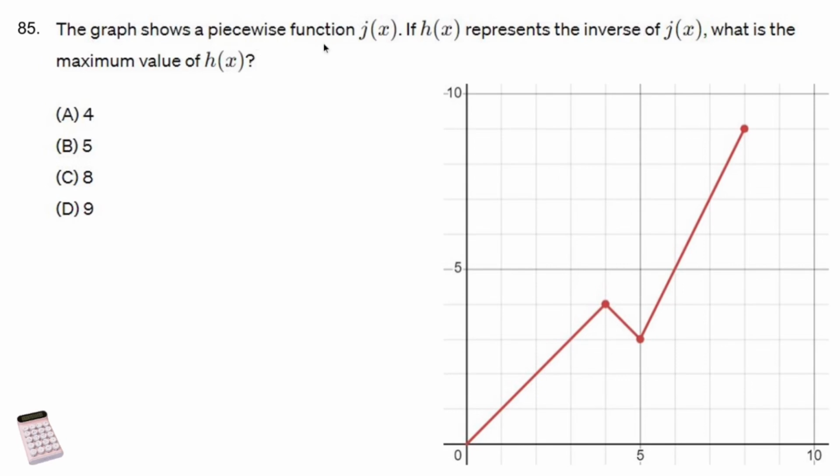Graph shows a piecewise function j of x. If h of x represents the inverse of j of x, what is the maximum value of h of x?